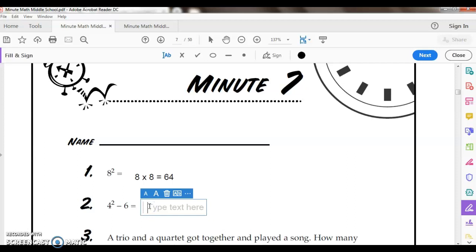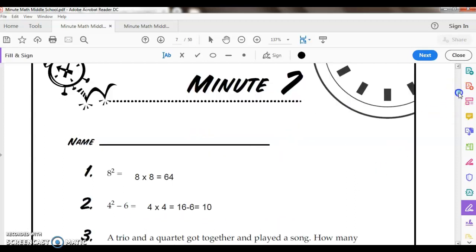Next one, we have 4 squared minus 6. So same concept. You're still going to do what you did on top for 4. It's going to be 4 times 4 equals 16. So that's the first part, right? But you still got to minus 6. So that's going to be minus 6. And then that answer will be 10.